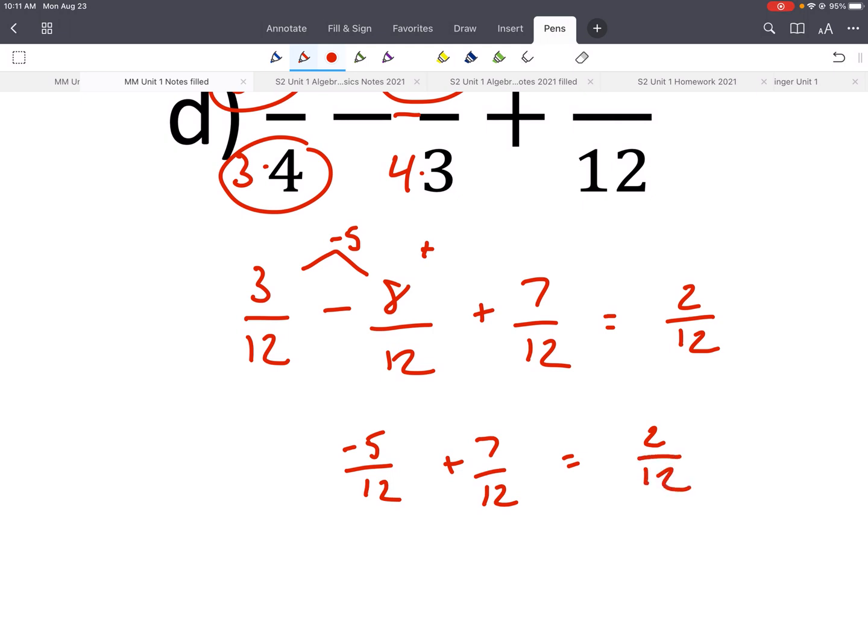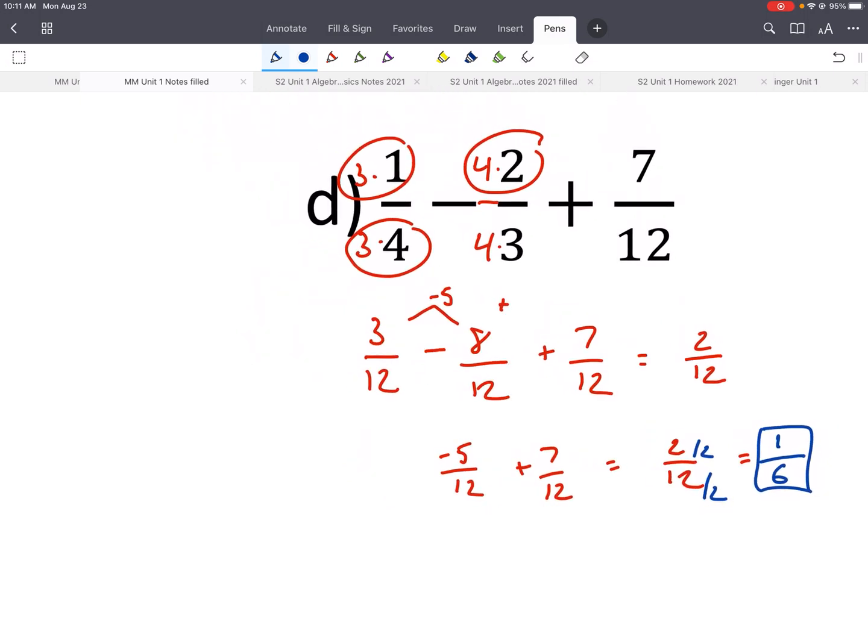Okay? So are we done? No, because we haven't reduced our fraction. So what could we divide top and bottom by? Well, we could divide top and bottom by 2. 2 divided by 2 is 1, and 12 divided by 2 is 6. So that would be where we'd be finished. That's our final answer. Okay?